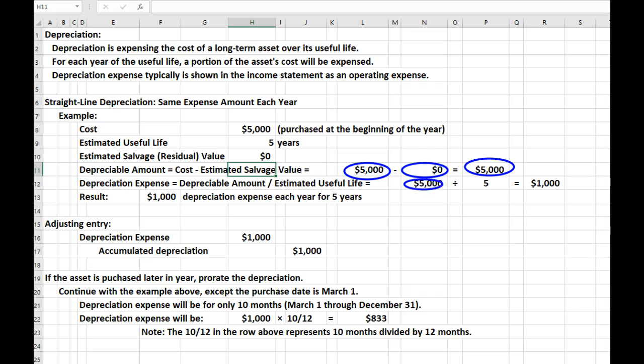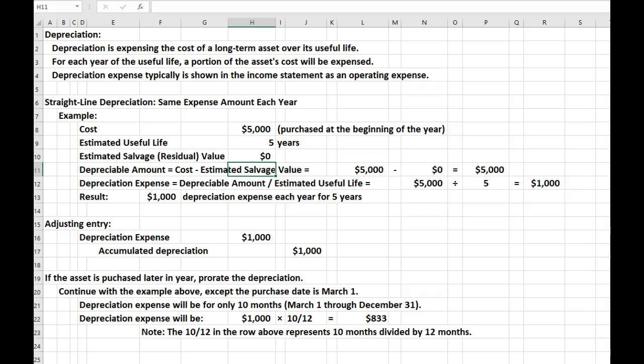Now, $5,000, the depreciable amount, divided by 5 years, gives us $1,000 per year for the depreciation expense. So, each year for 5 years, we're going to have $1,000 depreciation expense. So that's the straight line method. It's the same each year.